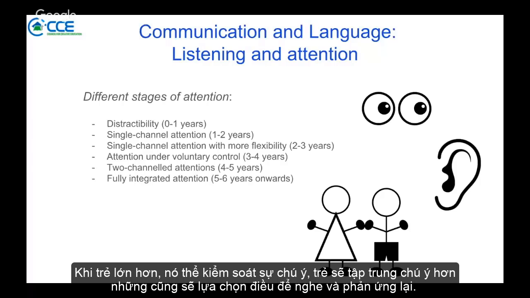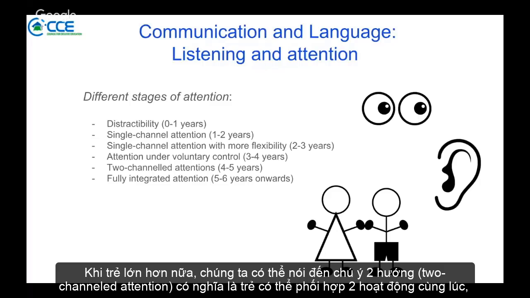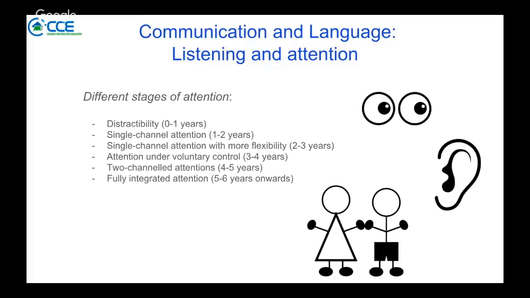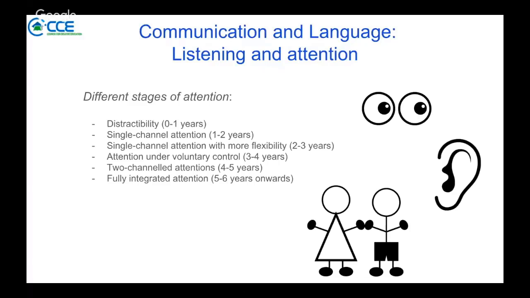And then, of course, when the child grows older, you will have attention under voluntary control. So the child will already get more focused, but also more selective to what he is listening or responding to. And when the children grow, we can talk about two-channeled attention. So it means that children may combine two activities at the same time. They can, for example, listen and act accordingly. So it will be two-channeled attention in place.